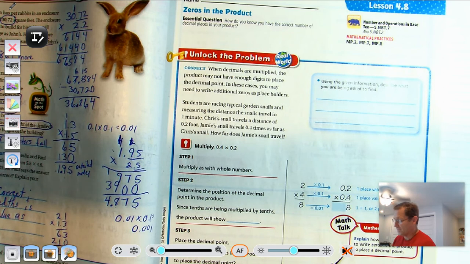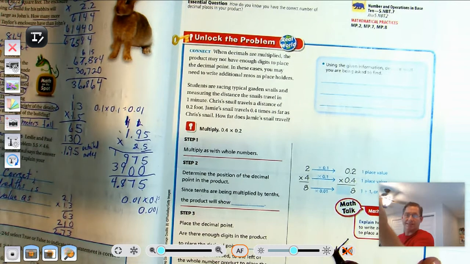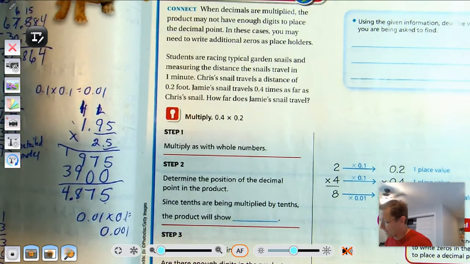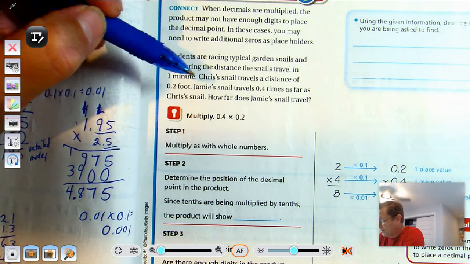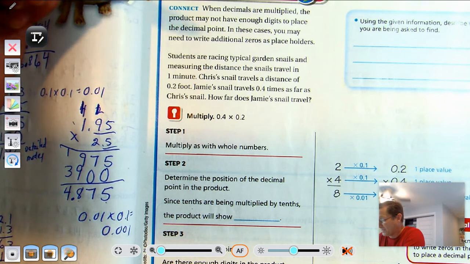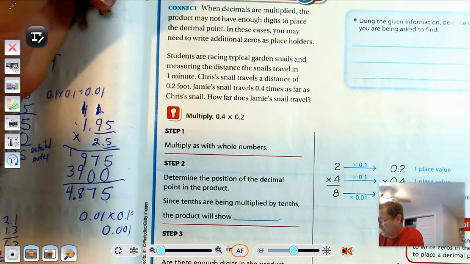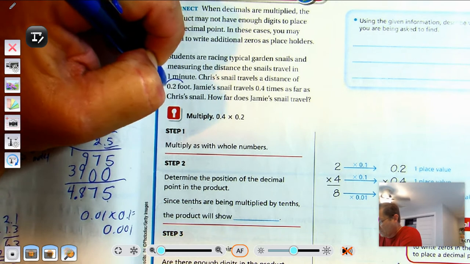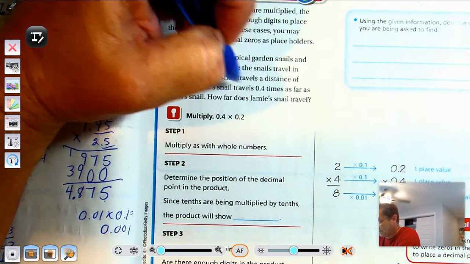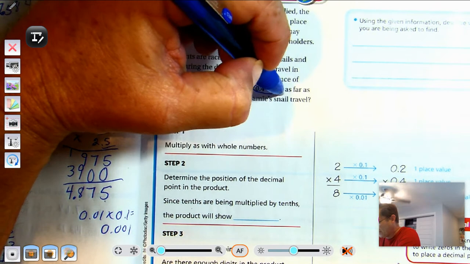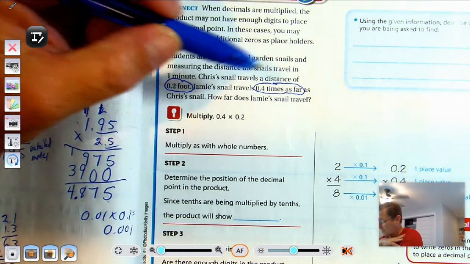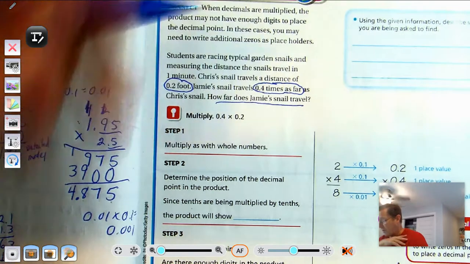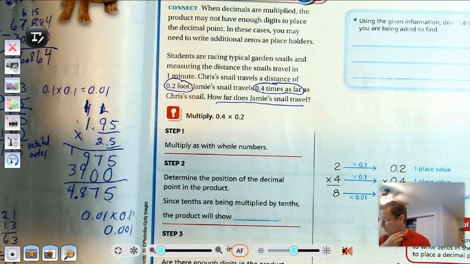Students are racing typical garden snails and measuring the distance the snails travel in 1 minute. Chris's snail travels a distance of 2/10 foot. Jamie's snail travels 4/10 times as far as Chris's snail. How far does Jamie's snail travel? So 2/10 of a foot is important because that's how far one snail travels, and the other one travels 4/10 times as far as the other snail. So it wants to know how far does Jamie's snail travel.